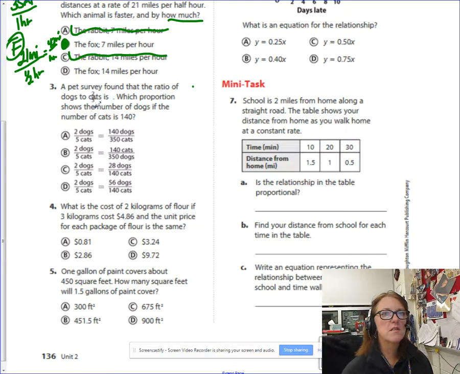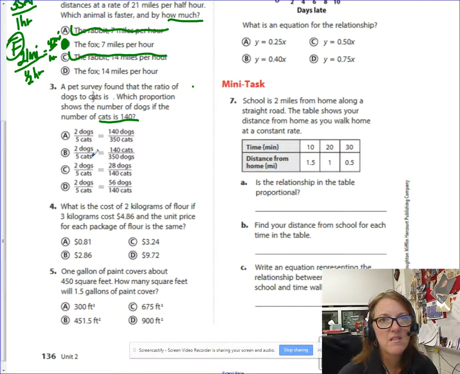When you read through this, it talks about a survey, and it's getting a ratio of dogs to cats that's 2/5. Sorry, this transferred a little weird here. Okay, dogs to cats, 2 dogs to 5 cats. Do you see that's the same on every one of your choices? It says which proportion shows the number of dogs if the number of cats is 140. So I have dogs to cats, dogs to cats. You should be able to look at your answer choices right now and throw them out without even looking at the numbers.